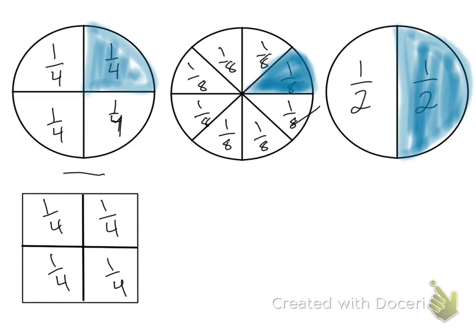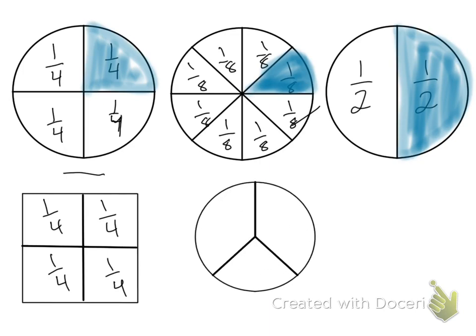Okay, let's say I have a pizza and it's divided into 3 pieces. Well, if it's divided into 3 pieces, then I would say that each of these pieces is 1/3 because it takes 3 pieces to make a whole pizza.